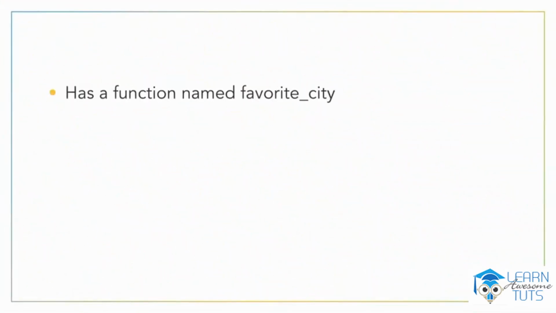So, for our final challenge, I'd like you to create a program that prints out the name of your favorite cities. But here's the catch. You need to use at least one function. Your program should meet the following requirements.